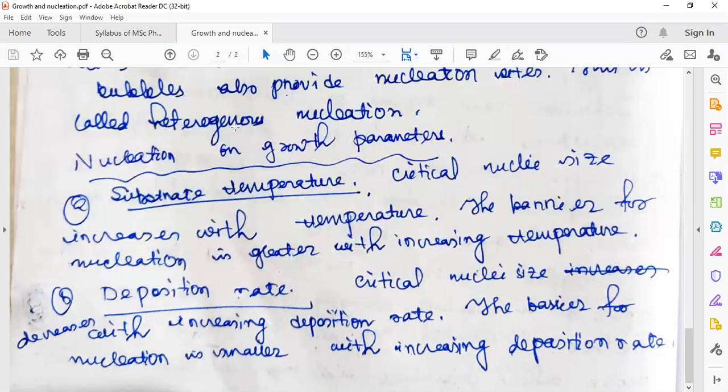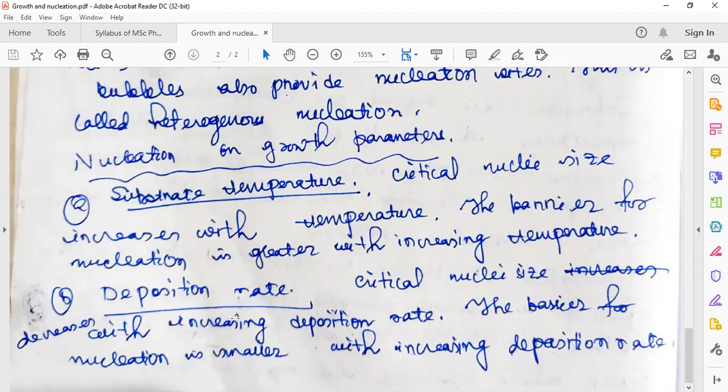Okay, so deposition rate is just opposite to substrate temperature. Higher is the deposition rate, the nucleation process will be easier, because the critical nucleus size decreases.